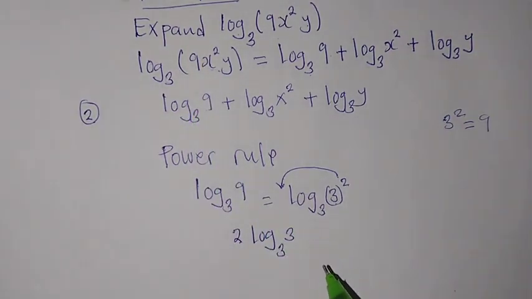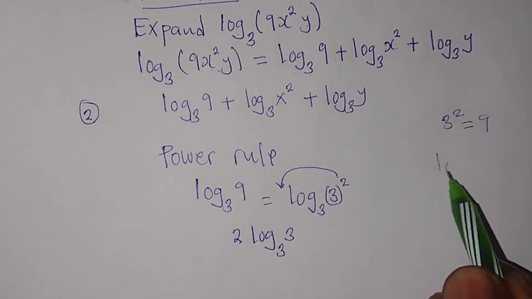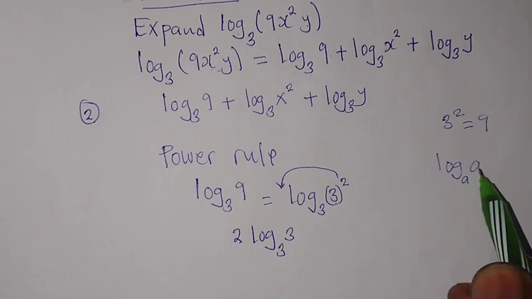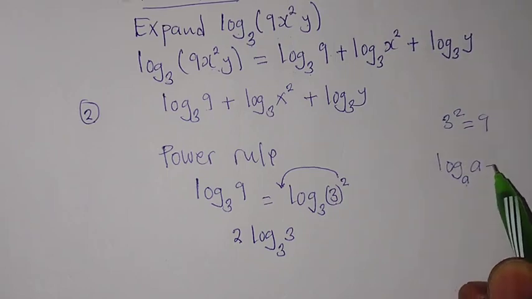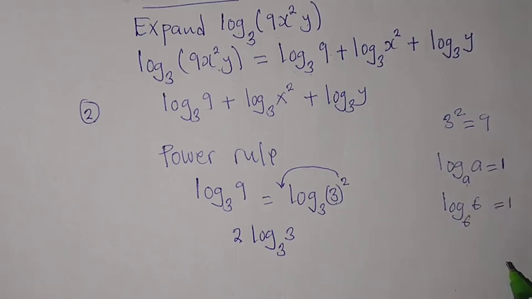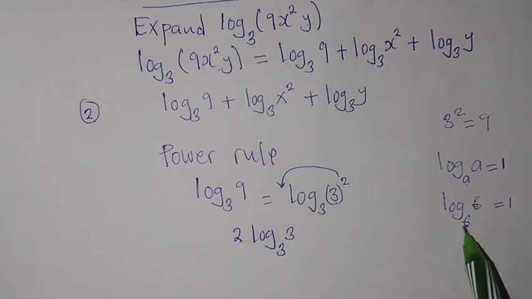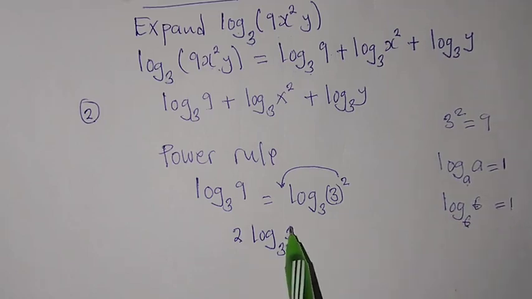Now from here we understand that if you have log a with a base of a, this will always give us 1. Even if you have log 6 with a base of 6, still this will give us 1, as long as the base and the number are the same. So log 3 with a base of 3 is 1.